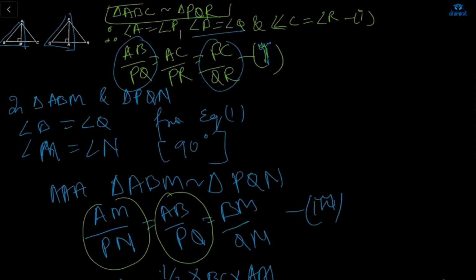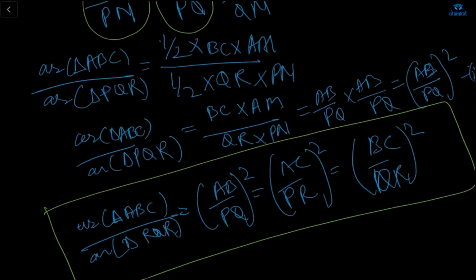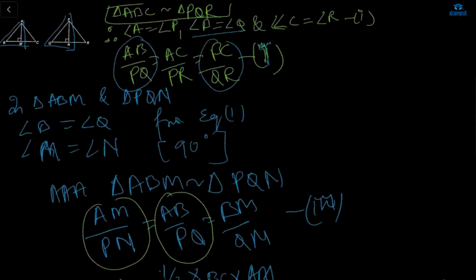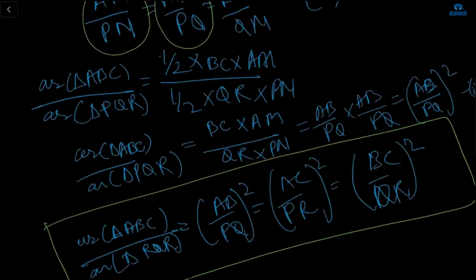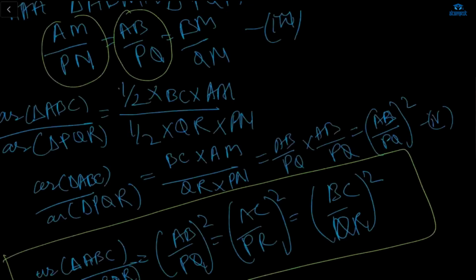So from here, we are choosing AB by PQ. Because if you relate the second equation and the third equation, AM by PN is also equal to AB by PQ. So in both places we are taking AB by PQ. Instead of BC by QR also, we have taken AB by PQ. BC by QR is equal to AB by PQ, and AM by PN is equal to AB by PQ. That's what I have done. So we have got AB by PQ into AB by PQ, that is AB by PQ whole square.